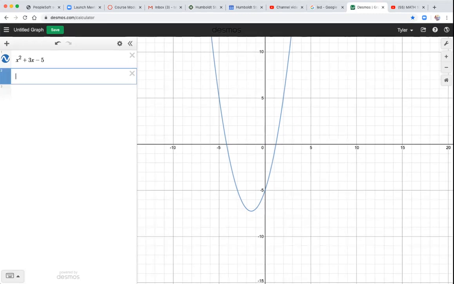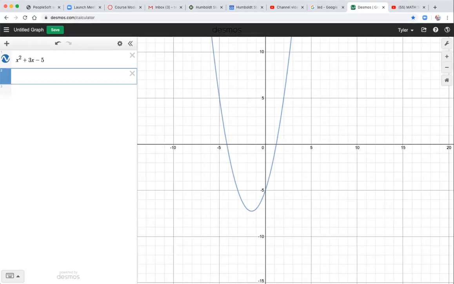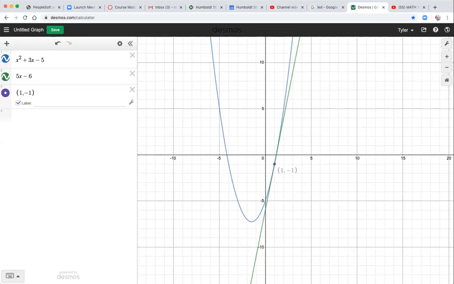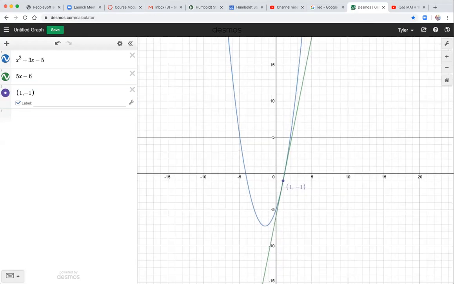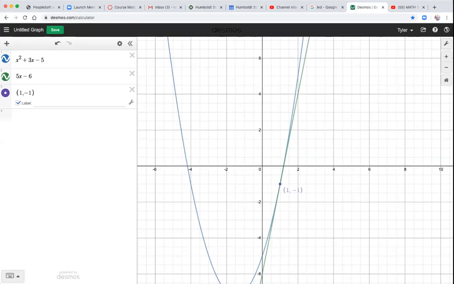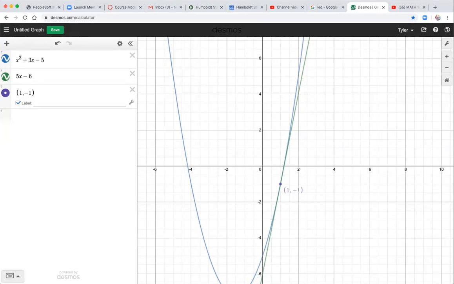And now let's put in what we found for our tangent line. What did we say our tangent line was going to be? 5x take away 6. It's drawn in green. Where's this point of tangency supposed to be? 1 comma minus 1. Label it. What do you think? Did we do well? Zoom in a little bit. The question that you should be asking yourself, if you did these calculations, would you look at this picture and say, I got that problem right? It looks like it to me. It looks like that line is tangent to that curve.